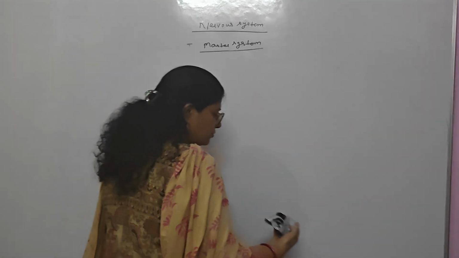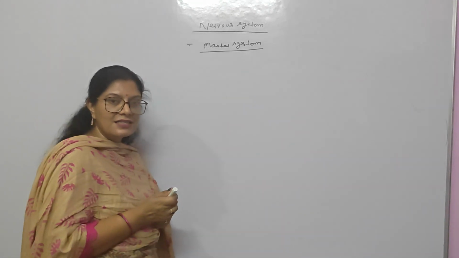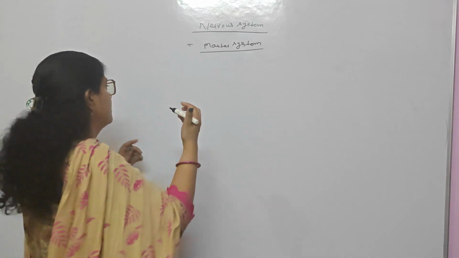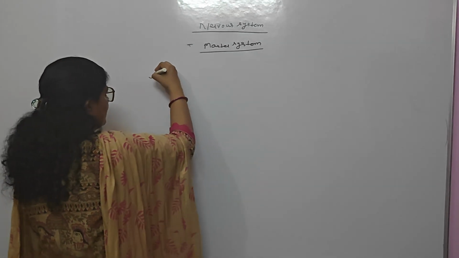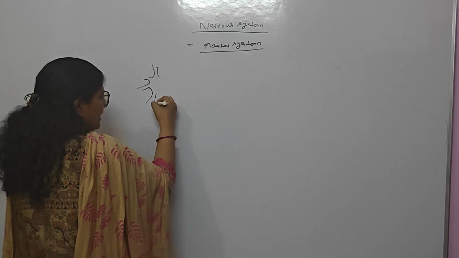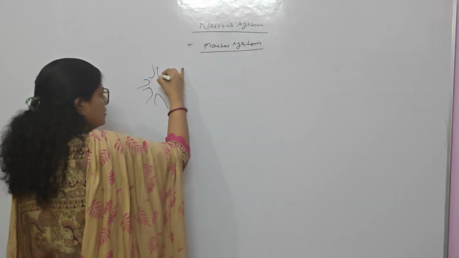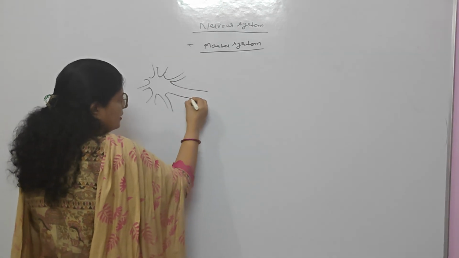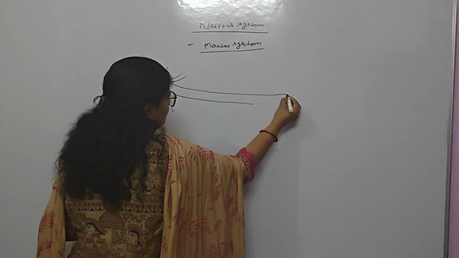So nervous tissue can be asked as a long question, or its parts can be asked as a short question. So what are the various parts? So it has a body. It's known as perikaryon or the soma. Soma is body.